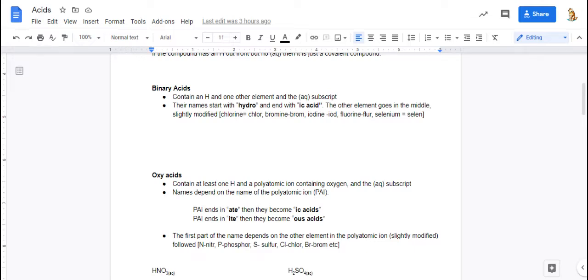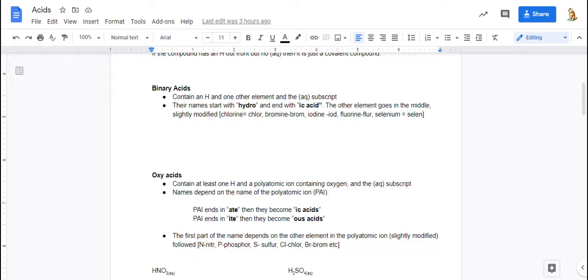First group we're going to look at are binary acids. Binary means two. So these acids contain a hydrogen and one other element and the AQ subscript. Their names start with hydro, end with ic acid, and the other element that's in the formula goes in the middle and it's slightly modified.